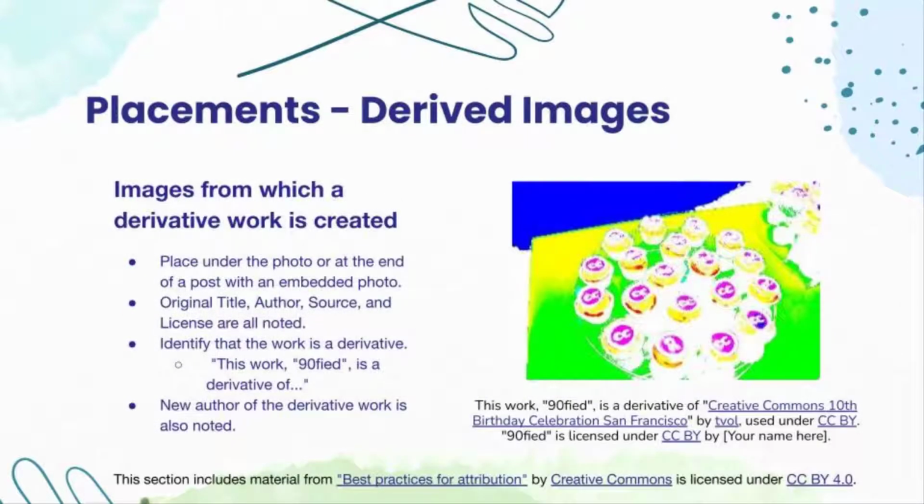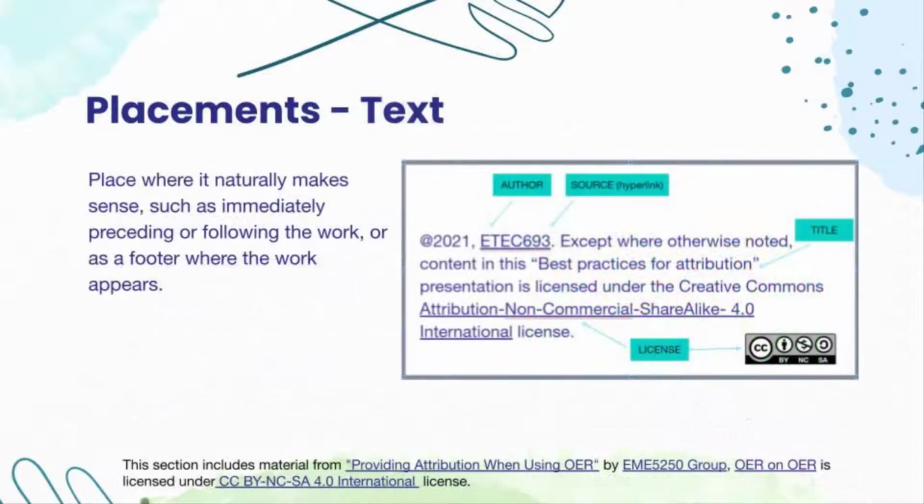Images from which a derivative work is created will be placed under the photo or at the end of a post with an embedded photo. Identify that the work is a derivative and identify the new author as well. Place text where it naturally makes sense, such as immediately preceding or following the work, or as a footer where the work appears. As always, include the author, source hyperlink, title, and licensing information.